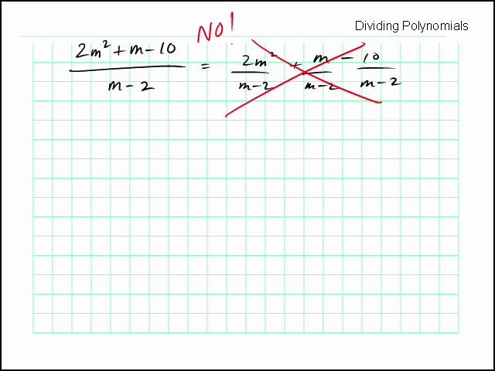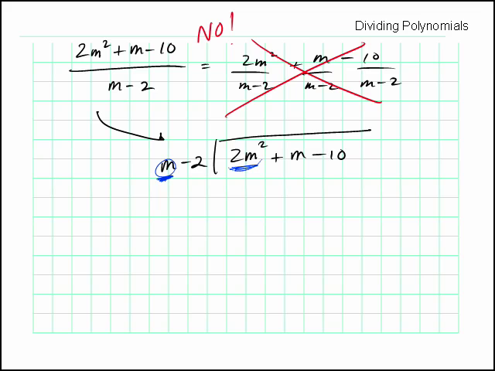What we have to do is long division. 2m squared plus m minus 10, and divide by m minus 2. Okay, how do we start this sort of thing? This isn't the typical long division that you probably recall, and it's not that difficult. We start right here. You take that m and you have to think, what do I have to multiply that m by to turn it into this? Well, to turn this m into 2m squared, you must multiply this m by 2m. So that's what I'm going to put up here.